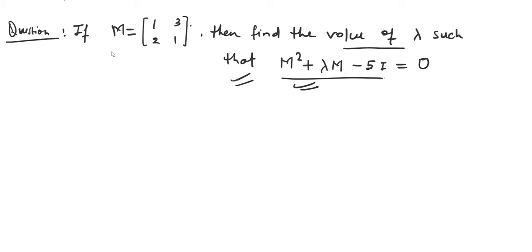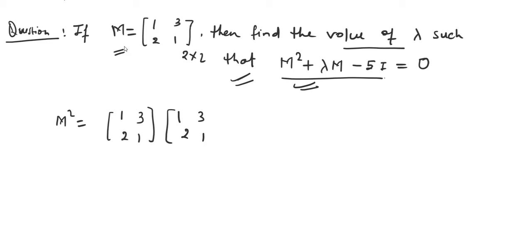To solve this, first there is a question: what is the order of matrix M? Observe that there are two rows in M and two columns. That means the order of matrix M is 2 cross 2, right? Now we need to find M square. M square means matrix multiplication of M with itself. So M is 1, 3, 2, 1, and the second is again 1, 3, 2, 1.